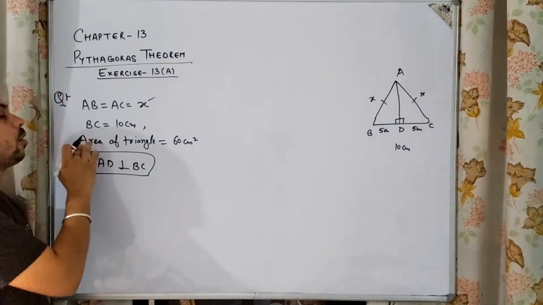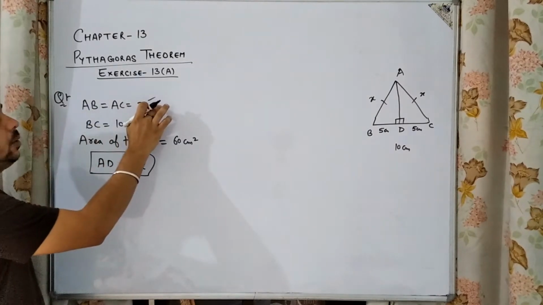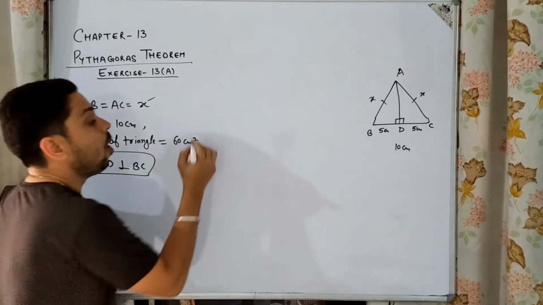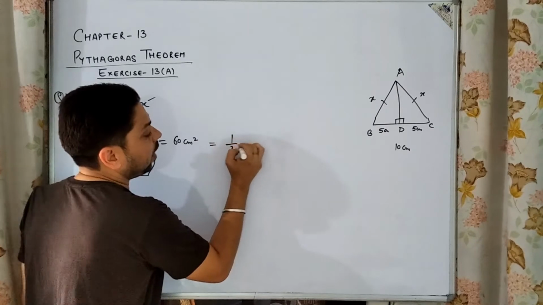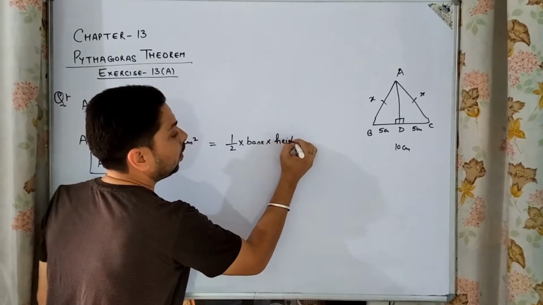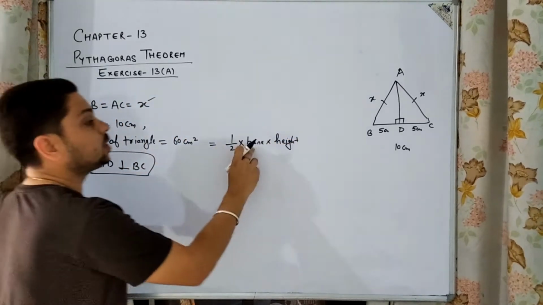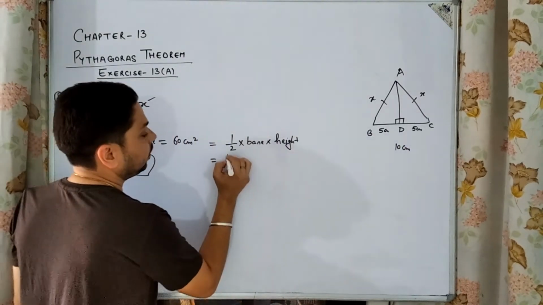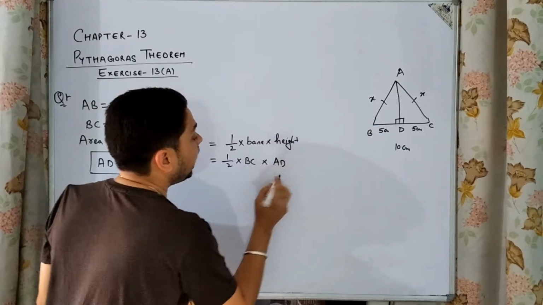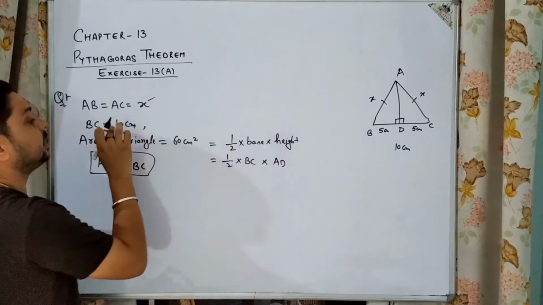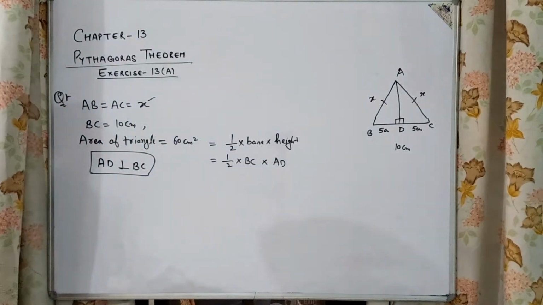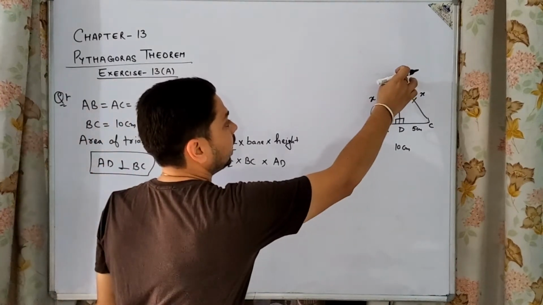Now, come to the question here. AB is equal to AC, that is equal to x. BC is equal to 10 centimeter. Area of triangle is equal to 60 centimeter square. Now, what is the area of a triangle? Area of triangle is equal to half into base into height or perpendicular. What is the base? The complete base is BC. And what is the height? Height is AD. We have the value of BC, that is 10 centimeter, but we do not have the value of AD. This value can be found with the help of the right angle triangle ADB.